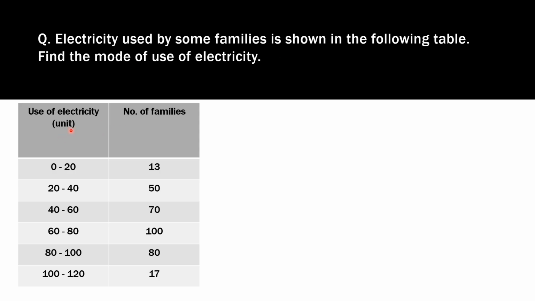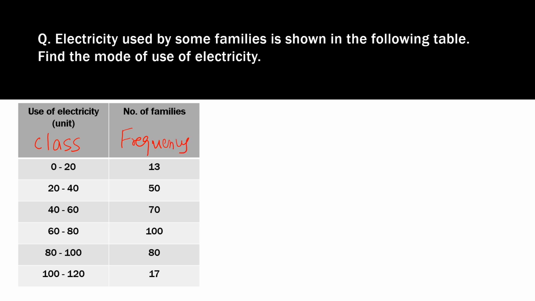So here we have a frequency table and this table has two columns. The first column is use of electricity and the second column is number of families. The first class in the first column is 0 to 20, and the number of families for this class is given as 13. Similarly, the next class is 20 to 40 and 50 is the number of families, and so on. So the first column we call class and the second column is known as frequency.